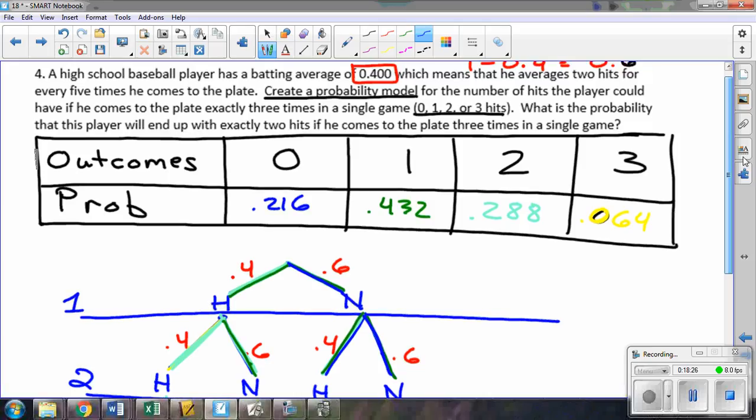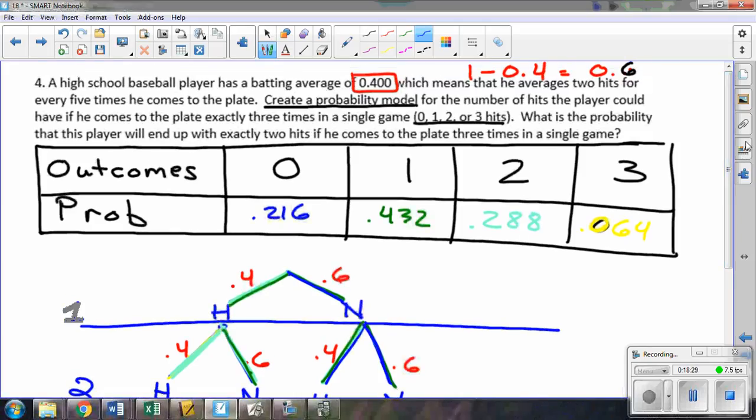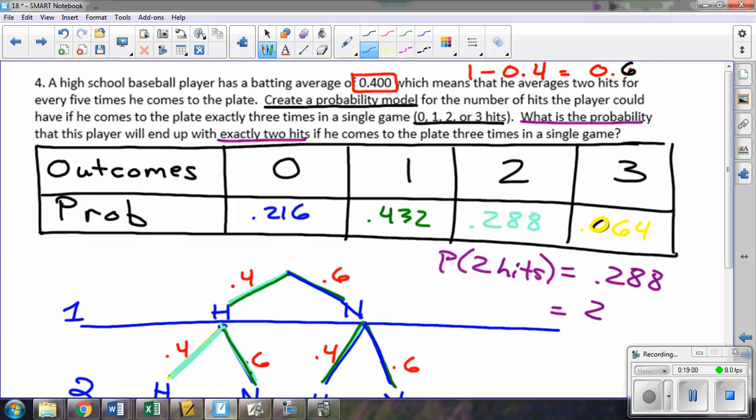Definitely a lot of work. But that's why it's worth so many points, because it is a lot of work. Now, before we move on, we still have to answer the other question. What is the probability that they get exactly 2 hits? Well, we can just read it directly from our probability model. We've already done the work. That's 0.288. Or if you prefer, we can say it's 28.8%. And we're finished.